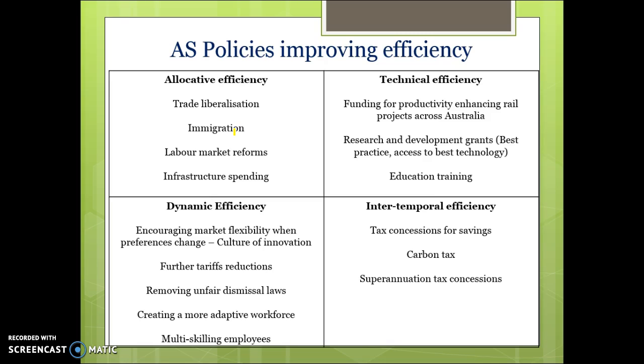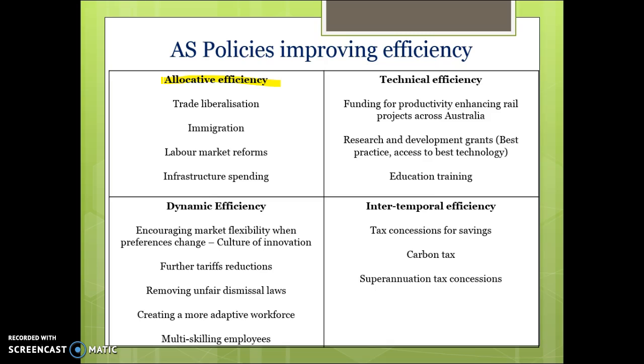This is your critical table. I'm not going to list everything, but what you need to be able to do is provide examples of supply-side policies that boost efficiency. So what policies are most relevant to each of the different types of efficiency? When you're talking about allocative efficiency, you're talking about policies that are going to allow us to allocate our resources in a manner which best suits society or best maximises society's living standards.